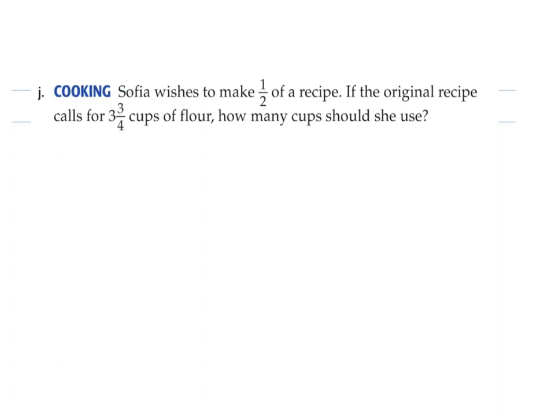If the original recipe calls for 3 3/4 cups of flour, how many cups should she use? So 3 3/4 times 1/2. So 3 3/4 can be written as 4 times 3 is 12 plus 3. So 15/4 times 1/2. 15 and 2, there's nothing that 15 and 2 can both be divided by. And then 4 and 1, so if I'm looking at my diagonals, that already can't be divided by anything else either. So now I just leave it.